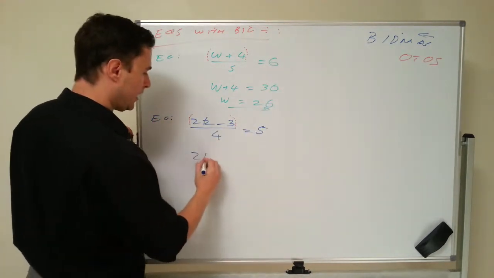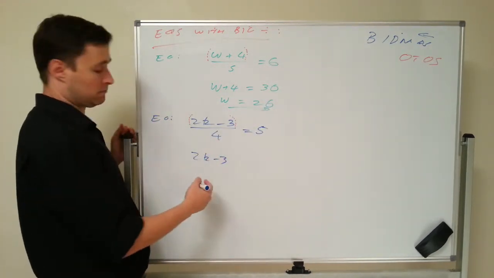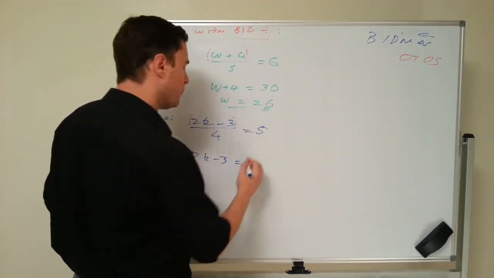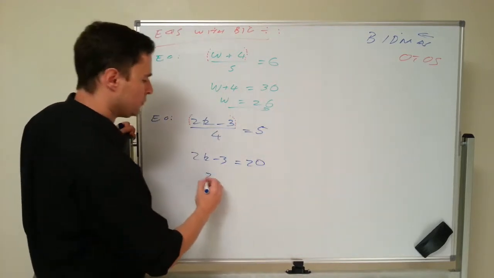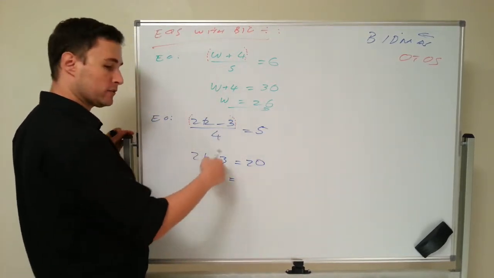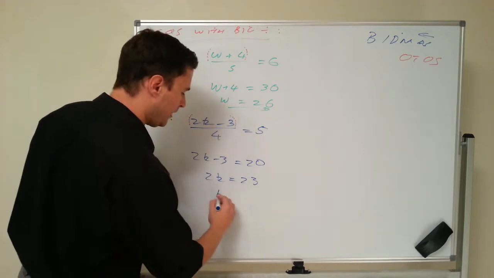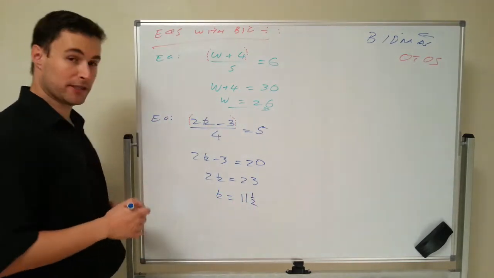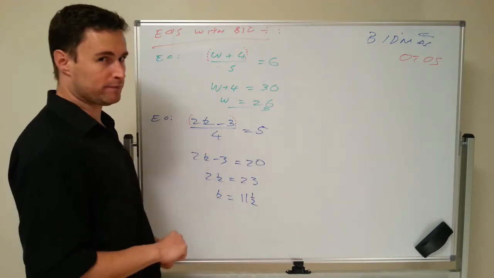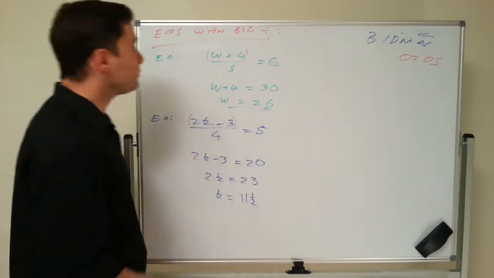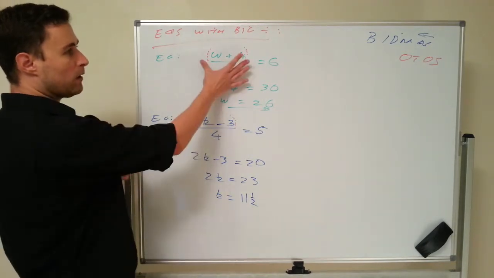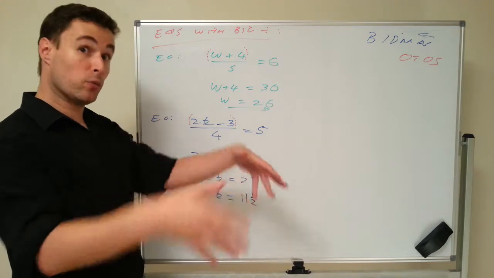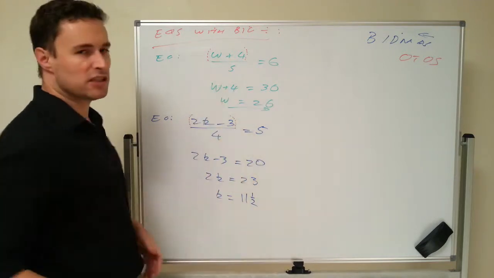So I've got 2k minus 3, it stays there, equals 5 times 4, so divide by 4 is times by 4, is 20. 2k equals opposite of minus 3 is plus 3. K equals 11.5. 23 divided by 2, 11.5. Everyone with me? It's pretty straightforward when you realize that that long division all it does is group everything together. It does the same for the denominator when you get onto more advanced questions. But for now, let's just keep it on the numerator.